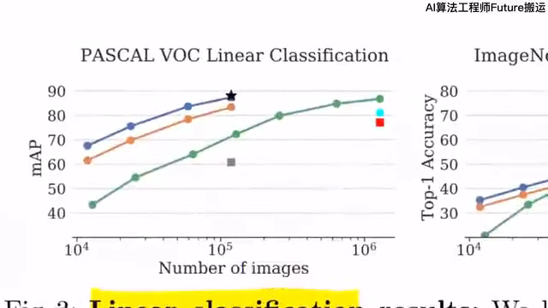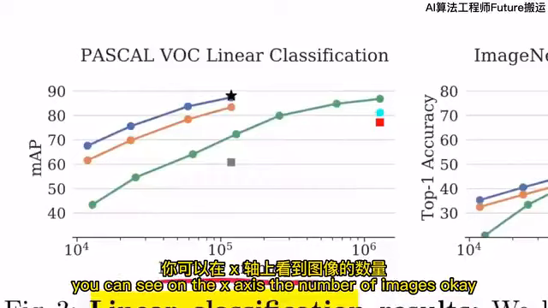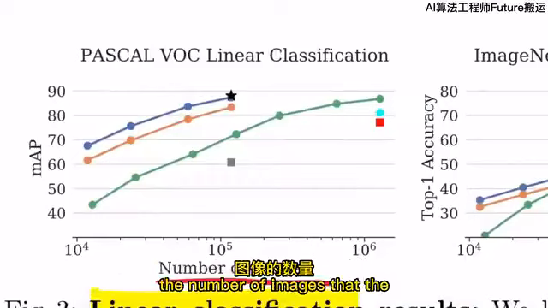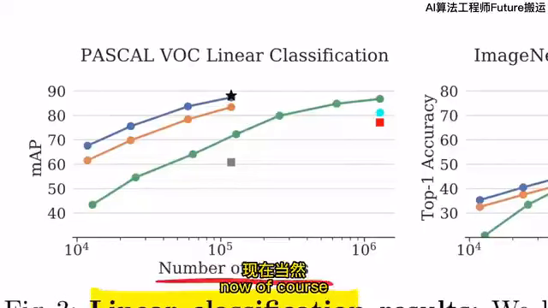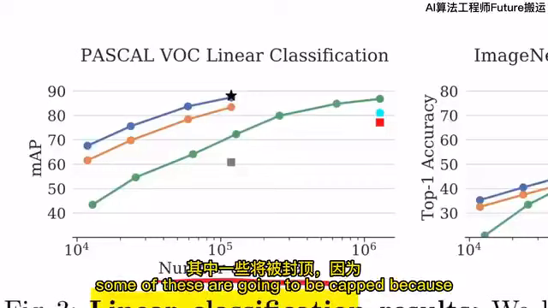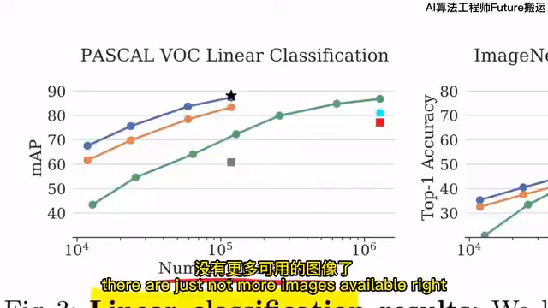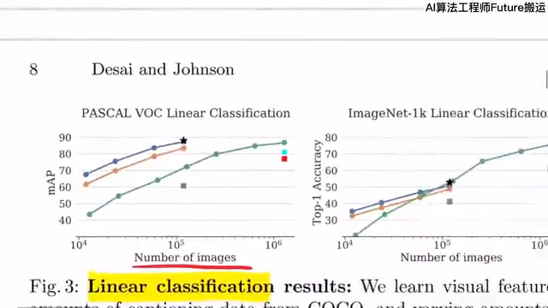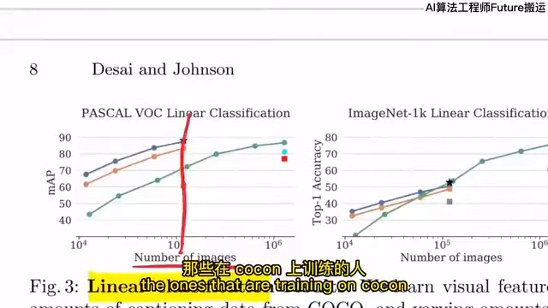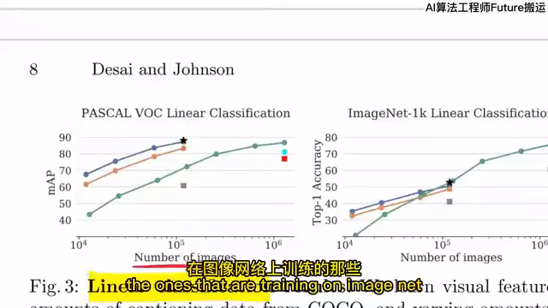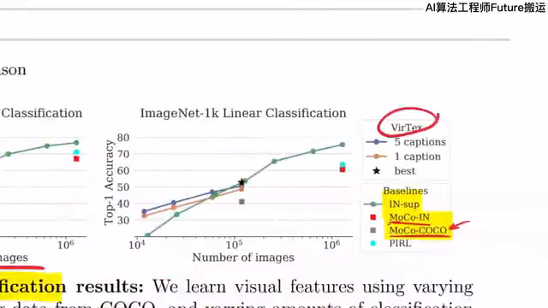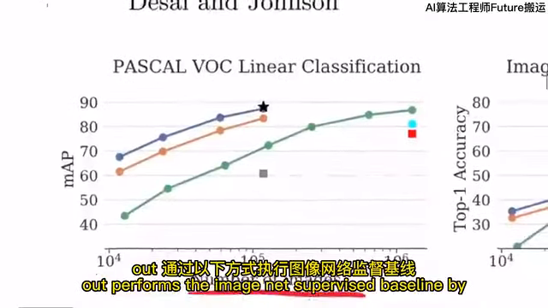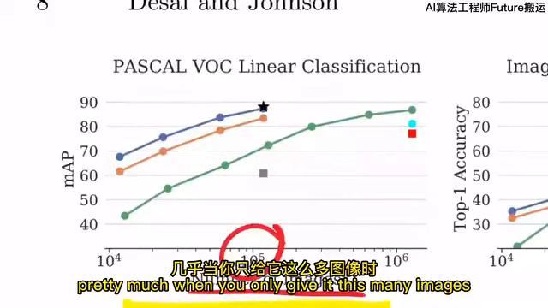Right here, you can see on the x-axis the number of images that the pre-training method trains on. Now, of course, some of these are going to be capped because for some datasets, there are just not more images available, right? So the ones that are training on COCO and the ones that are training on ImageNet are going to be capped here. And you can already see that VirTex outperforms the ImageNet supervised baseline by pretty much when you only give it this many images.